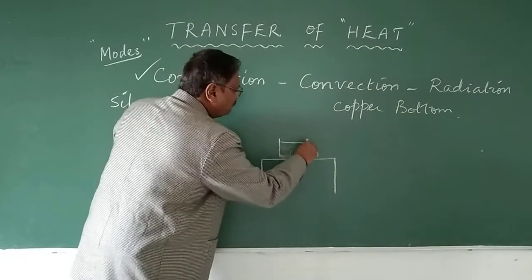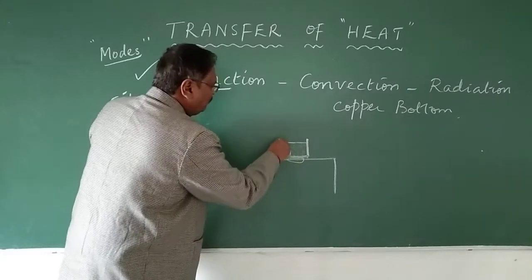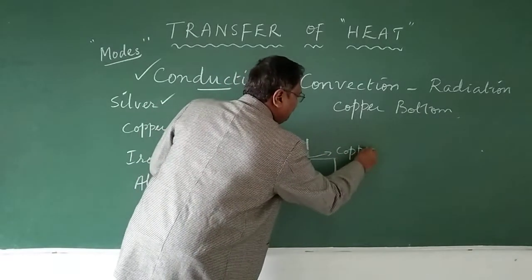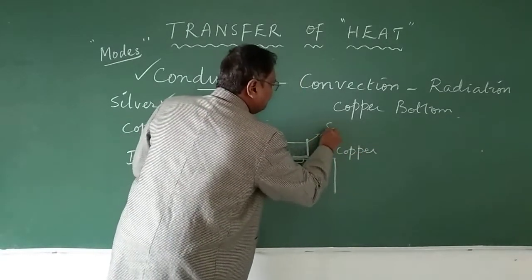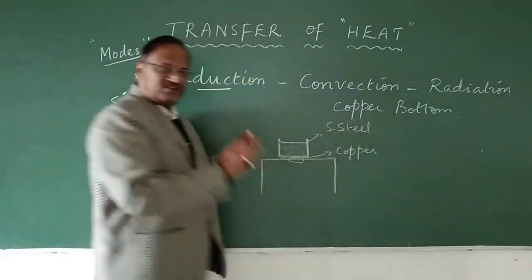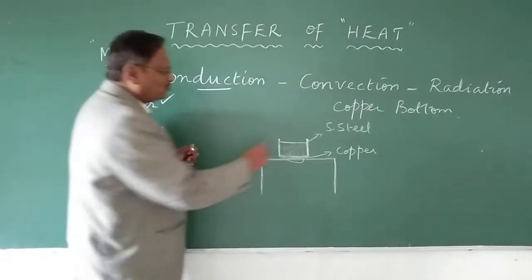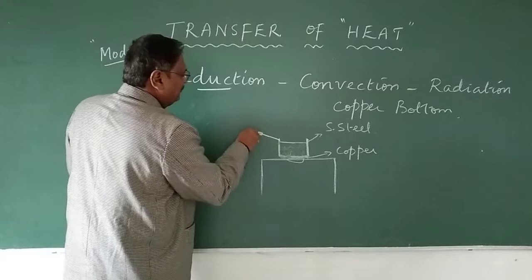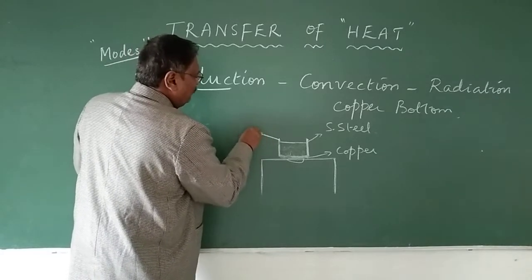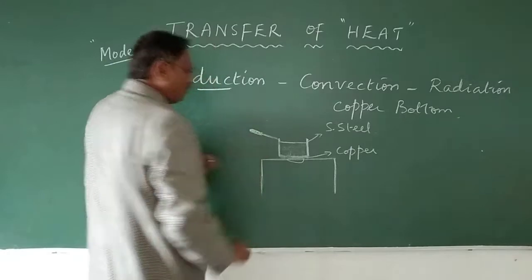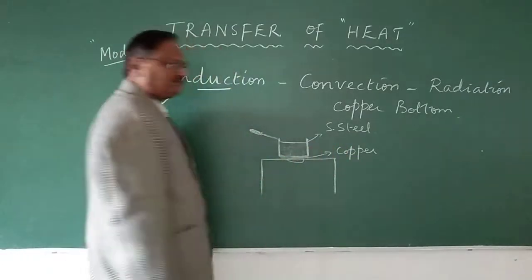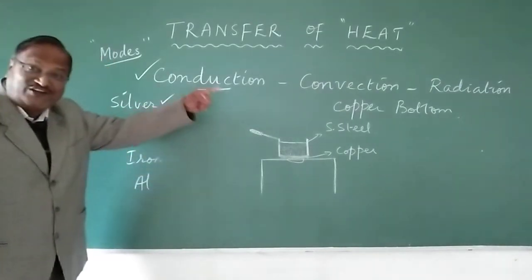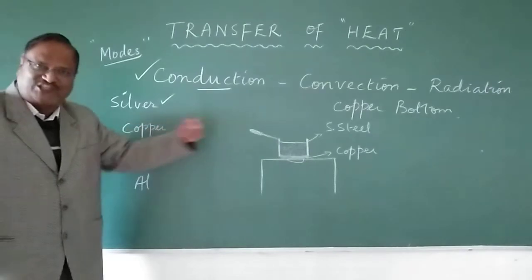And this is made up of stainless steel, but only the bottom is copper. This is copper, and this is made up of stainless steel. Stainless, because it will not get stained easily. That is why it is stainless steel. And the handle already has an insulator in it, so that your hands will not get burnt. Now why is this copper bottom? We have a copper bottom because copper is a better conductor than iron or steel.